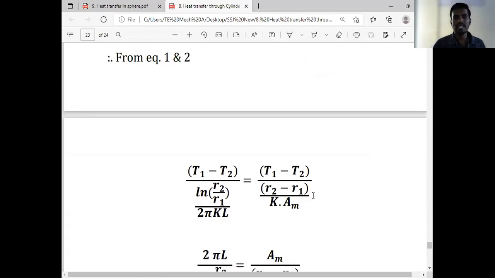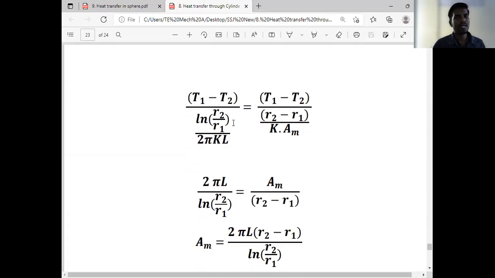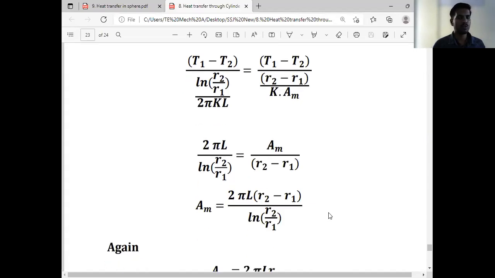Okay, so by simplification T1 minus T2 will be cancelled. So what is the remaining equation? 2 pi L. K also common in the left hand side and right hand side, so K will be cancelled. So 2 pi L divided by ln of R2 by R1 is equal to AM divided by R2 minus R1. So from this we get the equation for the AM. So AM is equal to what? 2 pi L R2 minus R1 divided by ln of R2 by R1.